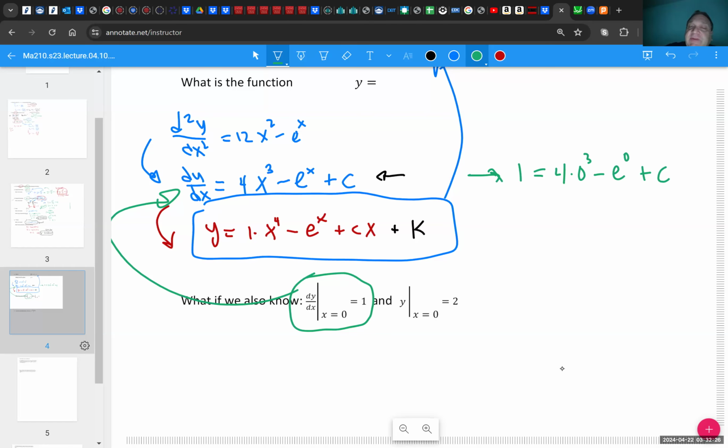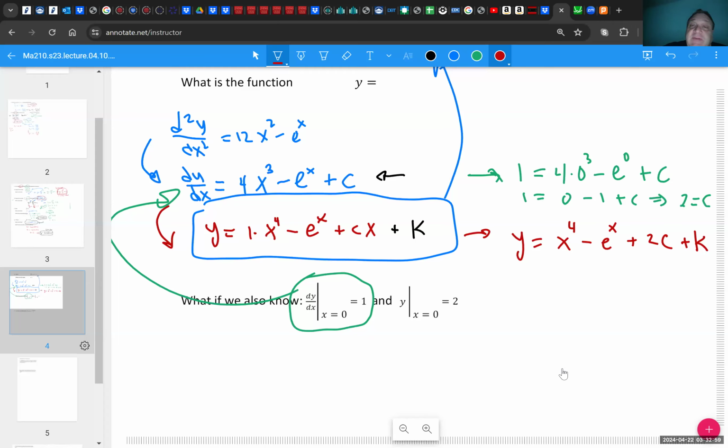And then we could simply just solve this thing. 4 times 0 is 0. E to the 0 is 1. And then I find out the value of c is equal to 2. So now I know the value of c. C is not a mystery anymore. So that means I can improve my general antiderivative formula because I can now write in the value of c. So I'm going to do that. I don't know k still, but I do know the value of c. So that's my function.